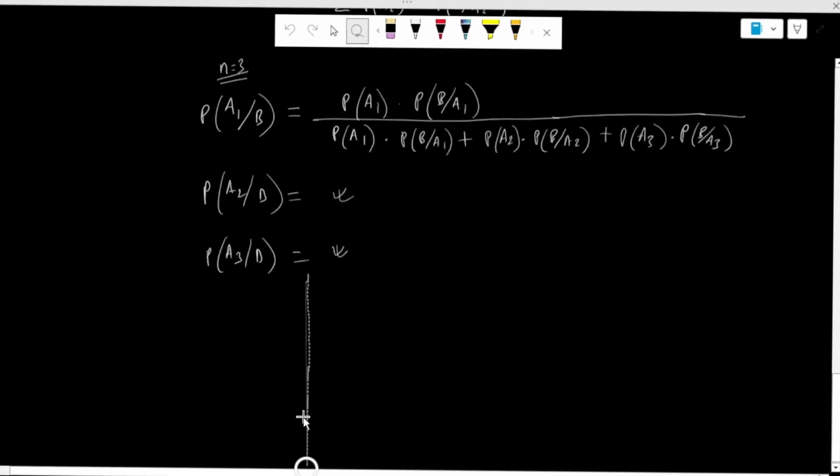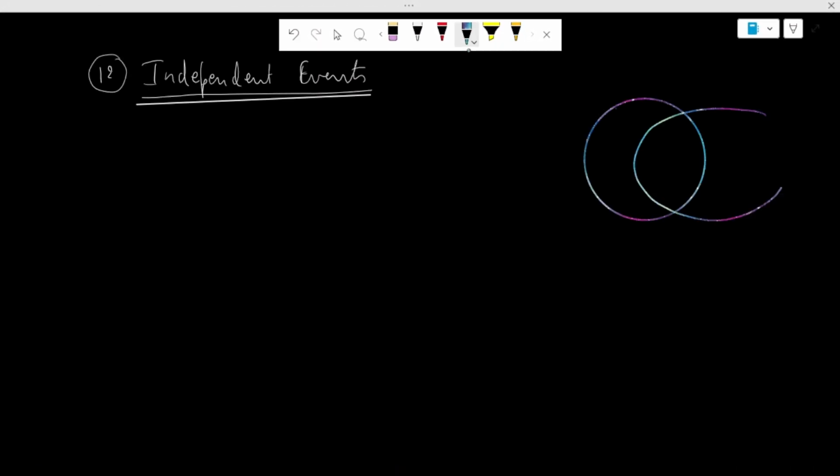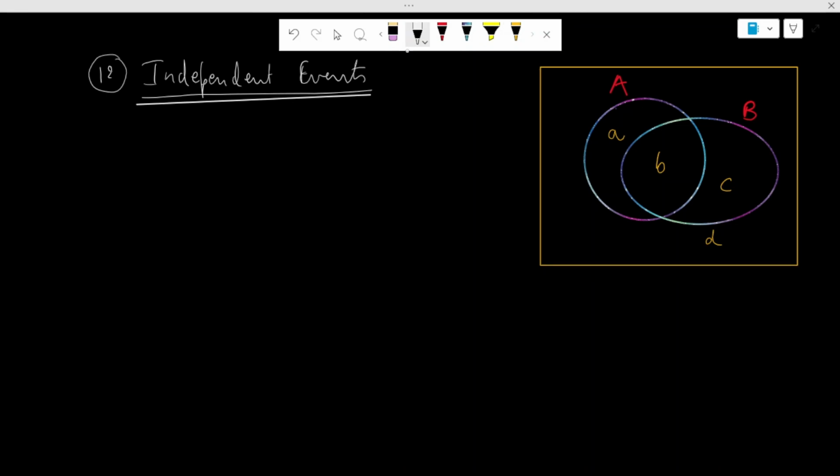In this video, we will discuss independent events. Now, let us say from the Venn diagram, we know that set A constitutes the elements A, B, and set B contains the elements B, C. This A is equal to everything that is in A but not in B. So we write it as A B complement, and then we are done with this A.